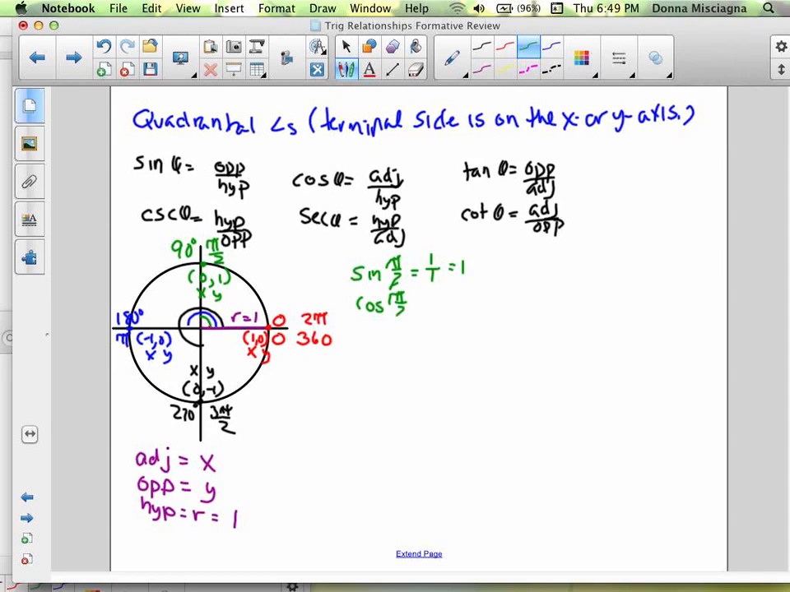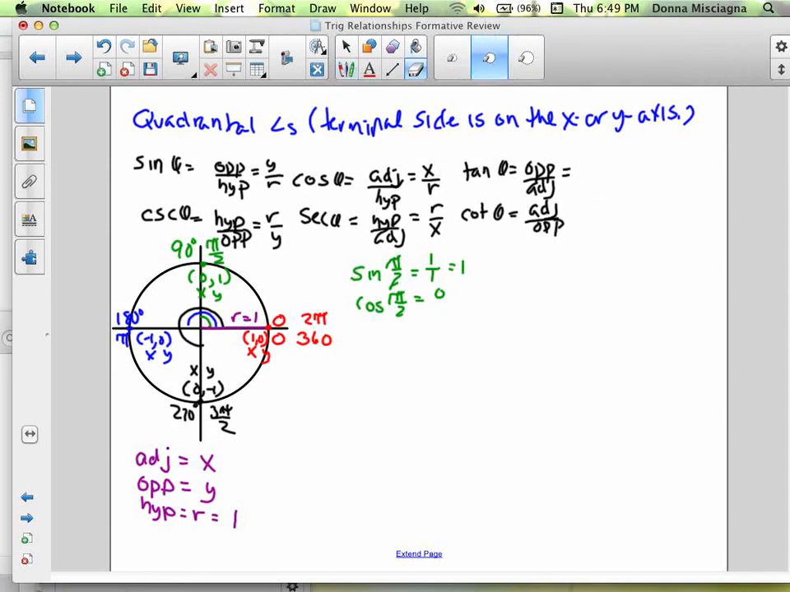Cosine pi halves is, so x is 0. So actually, no, let me write it next to these. So right next to here, I'm also going to write, this is y over r. This is r over y. This is x over r. This is r over x. This is y over x. And this is x over y. All right, so there we have it written in terms of x, y, and r. Kind of helps us out on the unit circle.